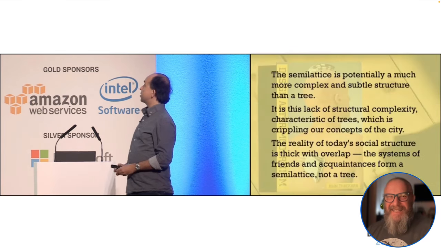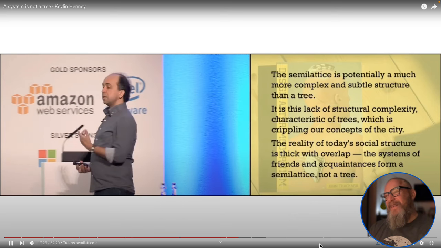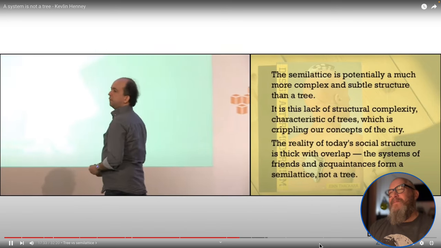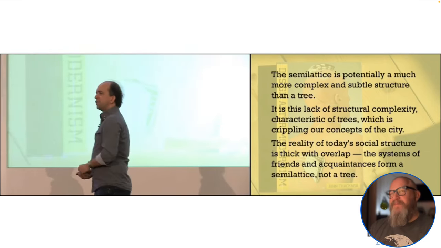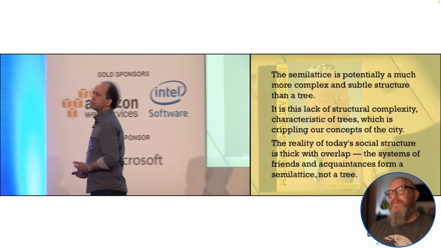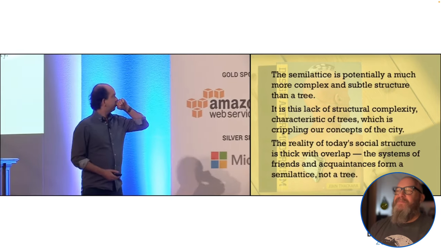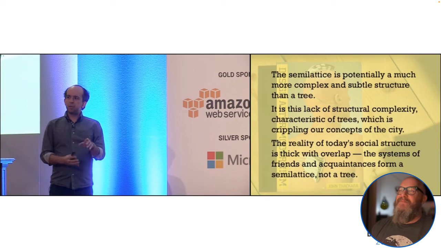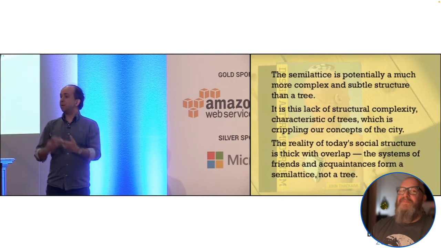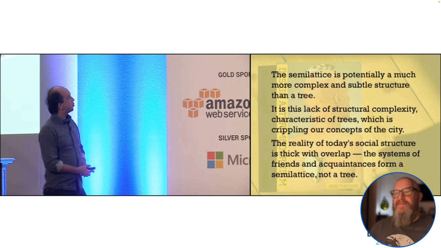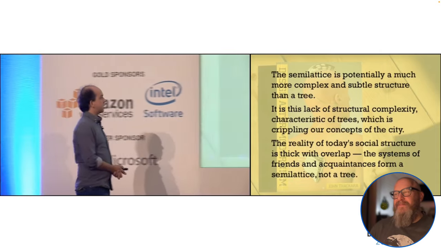Lattice is potentially a much more complex and subtle structure than a tree. The subtlety is important, but it's complexity that people fear. Normally, when things are not organized and tidy, the complexity is accidental rather than essential. But to go a step further, he says actually there's something missing if we don't appreciate the right kind of inherent or essential complexity here. It's this lack of structural complexity, characteristic of trees, which is crippling our concepts of the city.